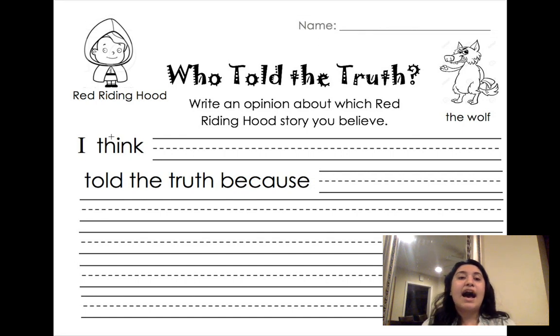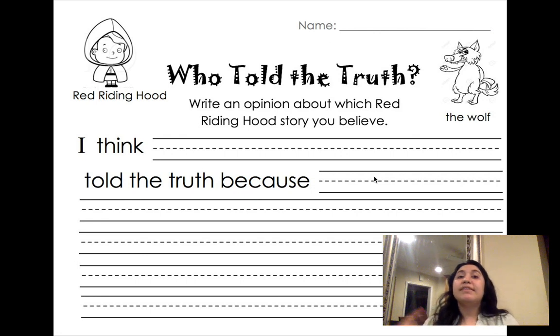So you can say, I think Red Riding Hood told the truth. Or you can say, I think the wolf told the truth. So you would put Red Riding Hood here or the wolf here. You could only pick one. You can't pick the Red Riding Hood and the wolf because these two stories are very different. So, who told the truth? Red Riding Hood or the wolf? I think blank told the truth because... why do you think they told the truth?